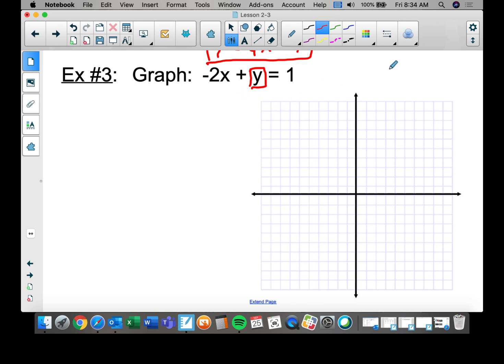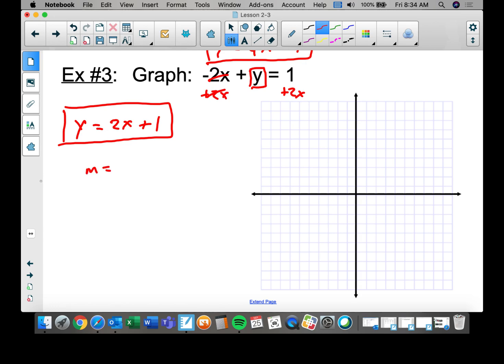So we need to move that to the other side of the equation. So I'm going to add the 2x to the other side. Okay, when I do that, those cancel out, and I end up with y equals 2x plus 1. Okay, so there's my equation, and so now my slope is 2, or we can think of it as 2 over 1. And my b value, my y-intercept, is positive 1.